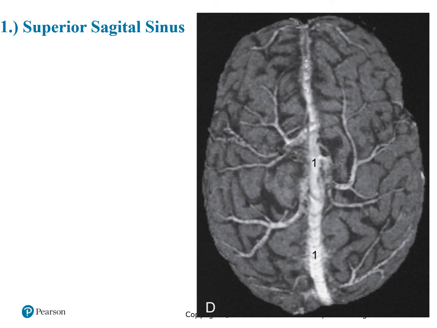This one's real easy. So we've got our frontal lobe up here, occipital back here, right hemisphere, left hemisphere, superior sagittal sinus. Easy. Only one thing that we're identifying here.